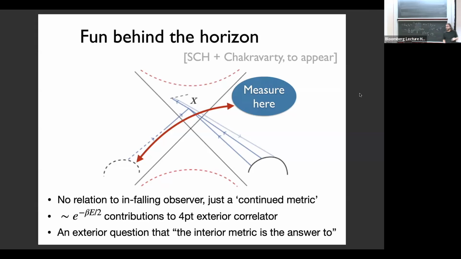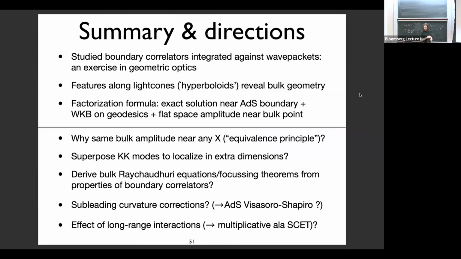We can discuss. So this is a summary in some direction. We studied some boundary correlation functions integrated against wave packets. It's really an exercise in geometric optics, but I hope it's entertaining. Basically, we can use features along light cones to read off the geometry.